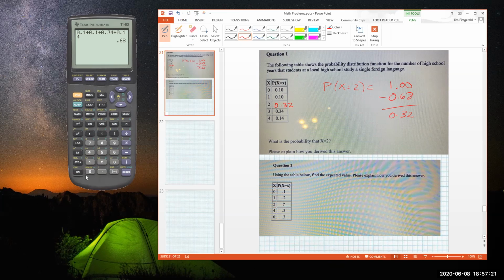And so if we add these things up, we get 0.1 plus 0.2 plus 0.3 plus 0.3. So we get 0.9. And so over here, our probability that x is going to equal 2 is going to be 1 minus the sum of all those other probabilities. So 1 minus 0.9, and so you're going to get 0.1.